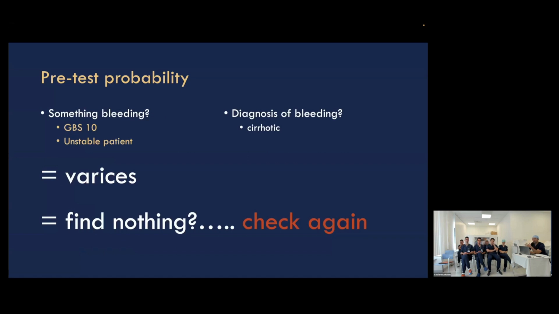Now, what about this patient? He's got a Glasgow-Blatchford score of 10. He's not stable. He comes into the emergency department. He's maybe cirrhotic, and you find varices. Okay, you're happy. Everything fits together. But if you find nothing, are you just going to send him back into the community, having said the gastroscopy is normal? You're not. You need to check again.